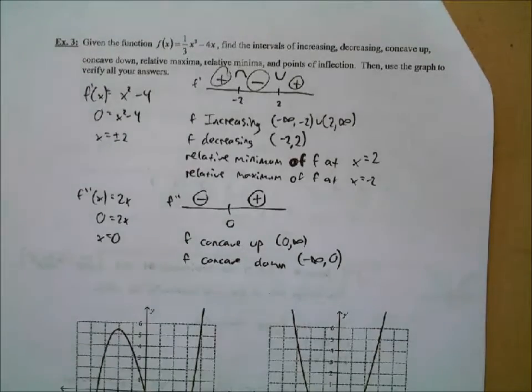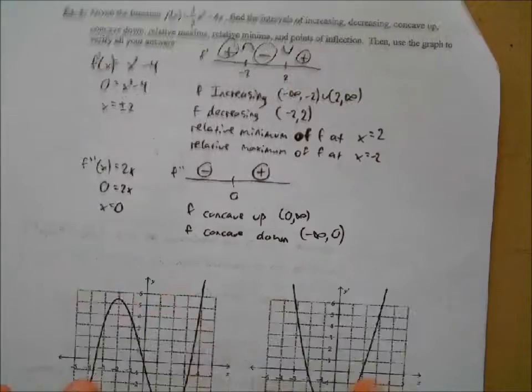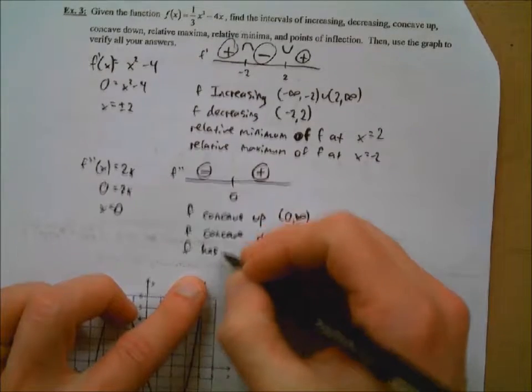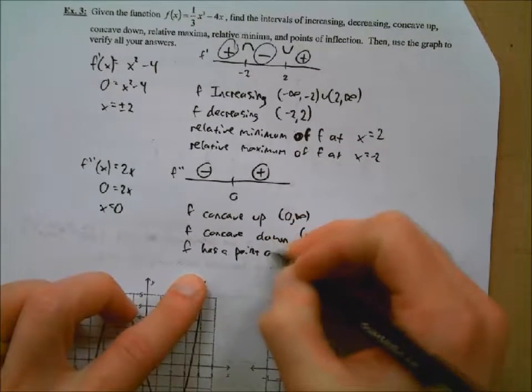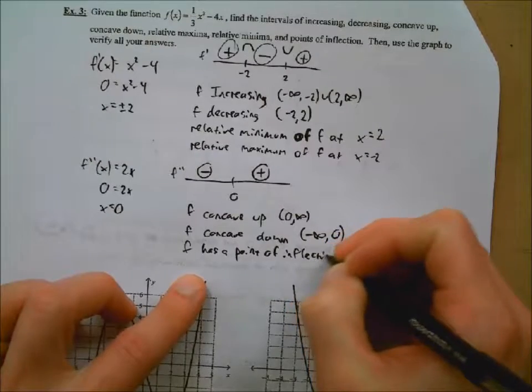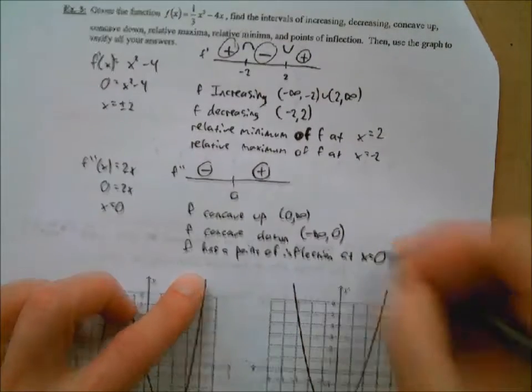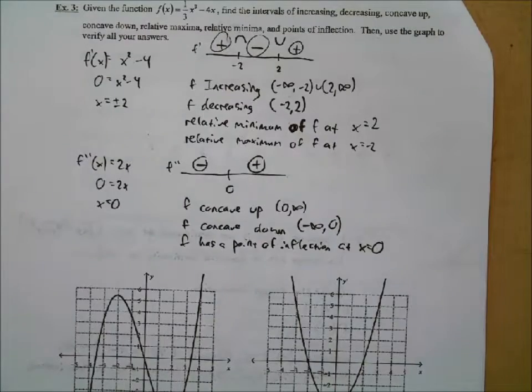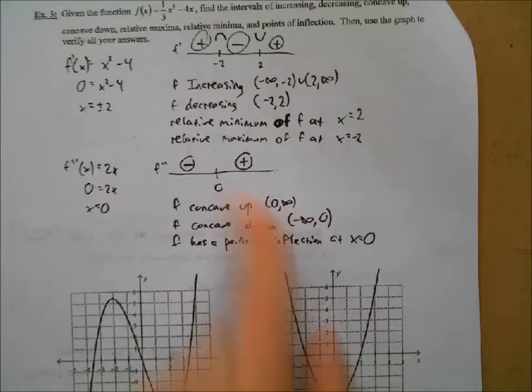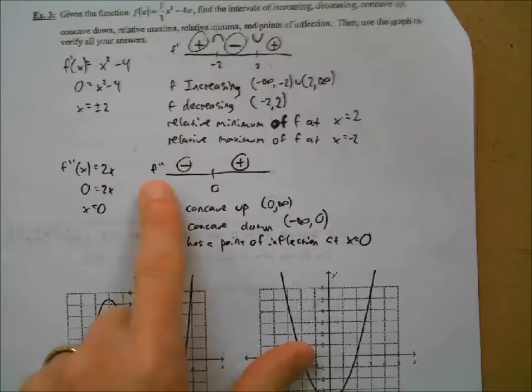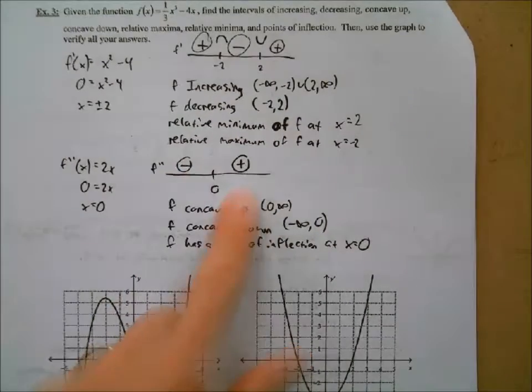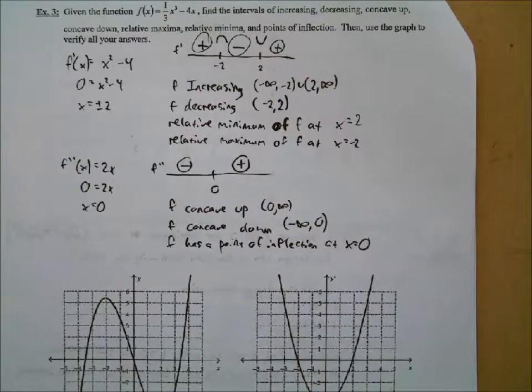And do we have any points of inflection? Yes. Where? Okay, f has a point of inflection at x equals 0 because, how did we know that f had a point of inflection at x equals 0? The concavity changes. Given this information, we can say that f will have a point of inflection because f prime prime changes from negative to positive at this point, meaning that f changes from concave down to concave up at that point.